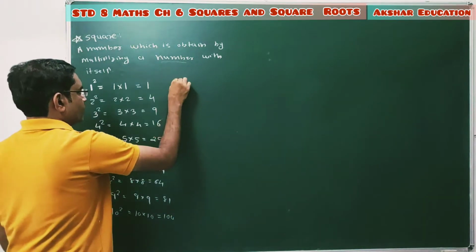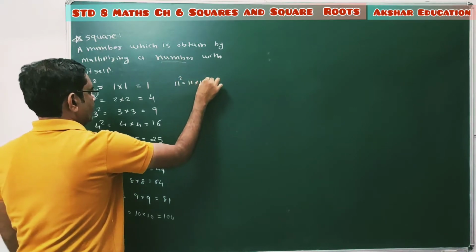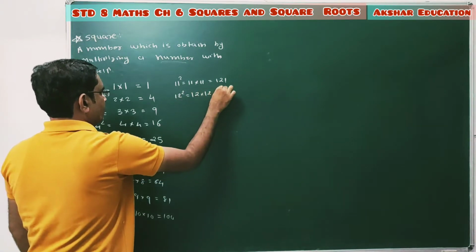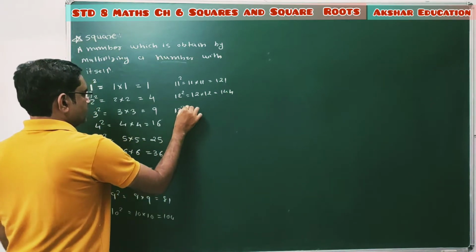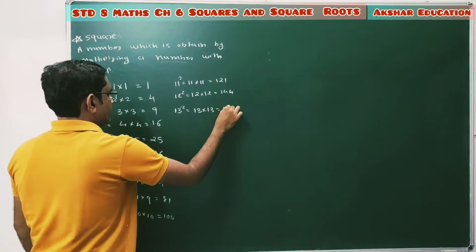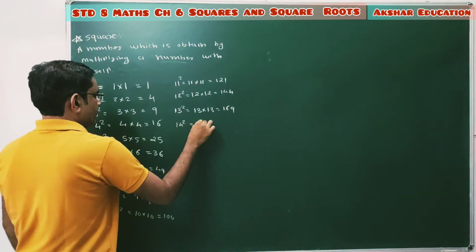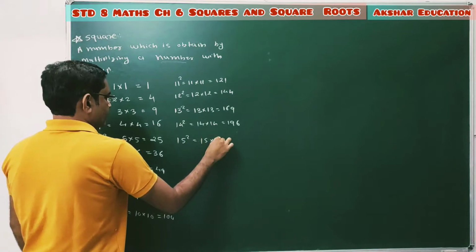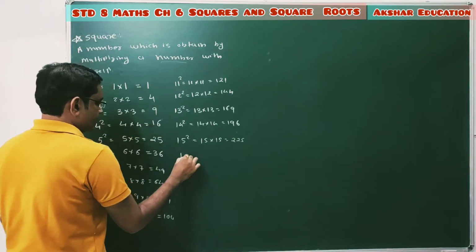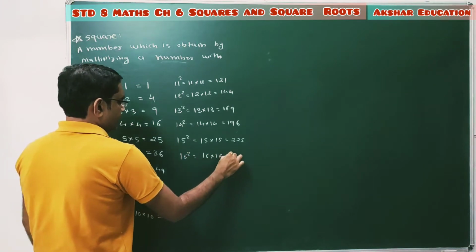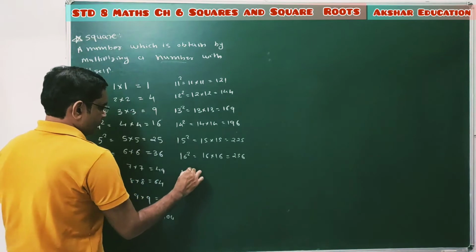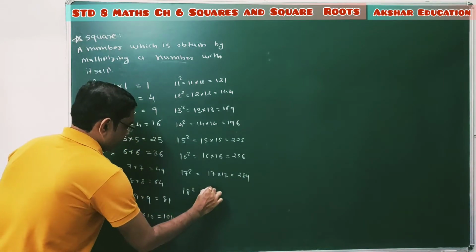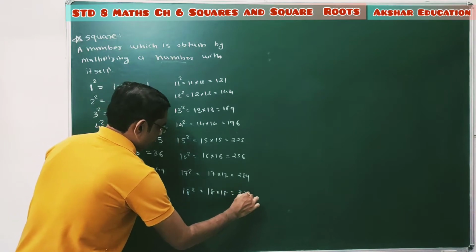Done? Then 11 square. 11 square is 11 into 11, which is 121. 12 square, 12 into 12, 144. 13 square, so 13 into 13, 169. 14 square, so it's a 14 into 14, 196. 15 square, so it's a 15 into 15, 225. 16 square, so it's a 16 into 16, 256. 17 square, so it's a 17 into 17, 289. 18 square, so it's 18 multiplied by 18, 324.